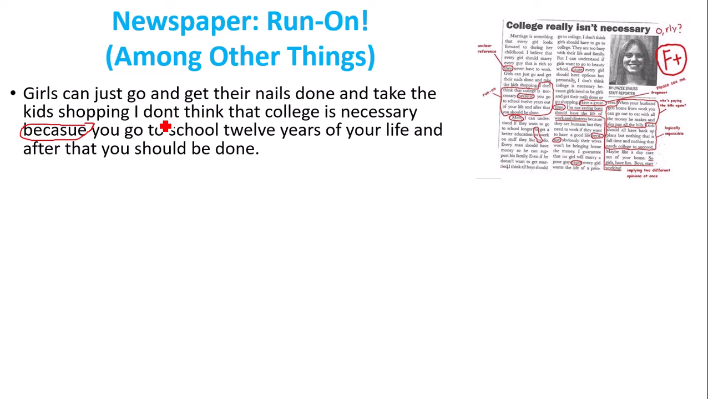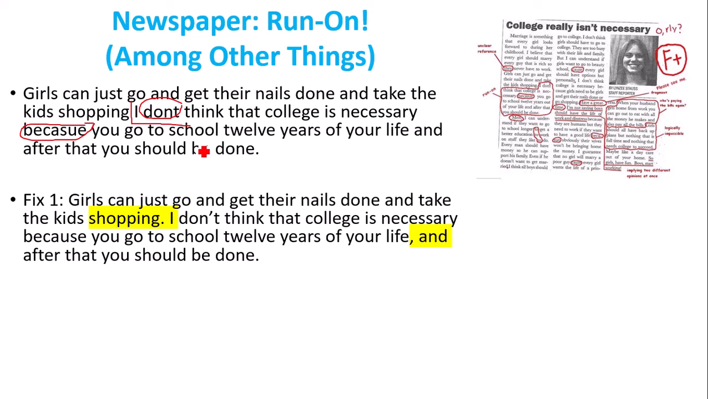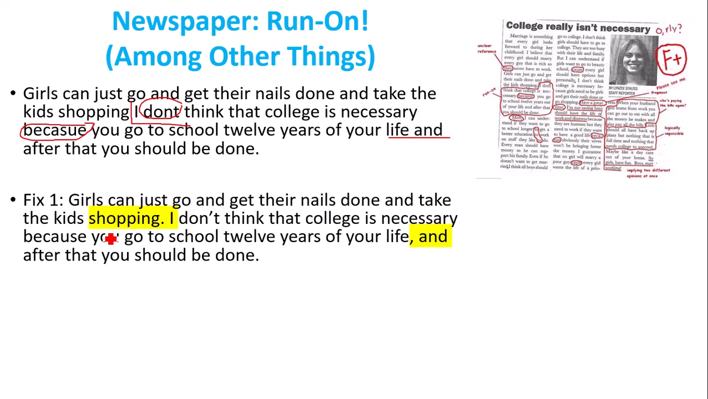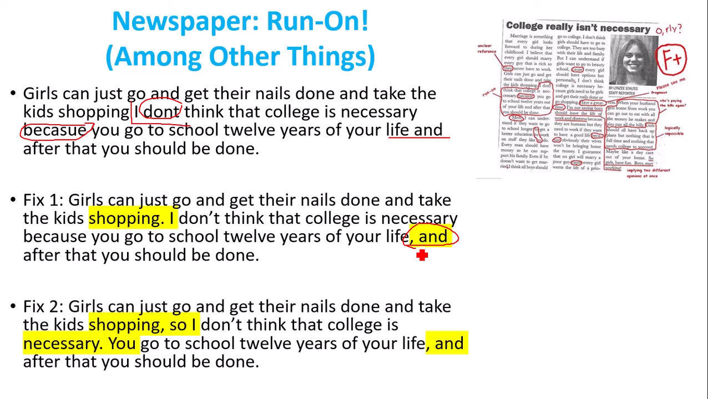So we have that misspelling there. This is a run-on. There are no comma splices. And if you notice, the split comes here. We're also missing an apostrophe with don't. So, fix number 1. Girls can just go and get their nails done and take the kids shopping, period. Here also there was a missing comma. Sorry. I don't think that college is necessary because, spelled correctly, because you go to school 12 years of your life, comma, and after that you should be done.